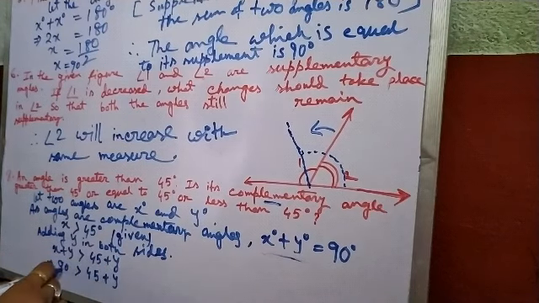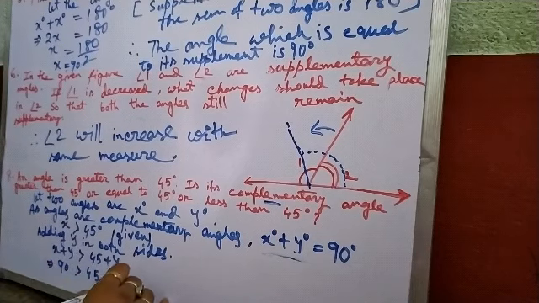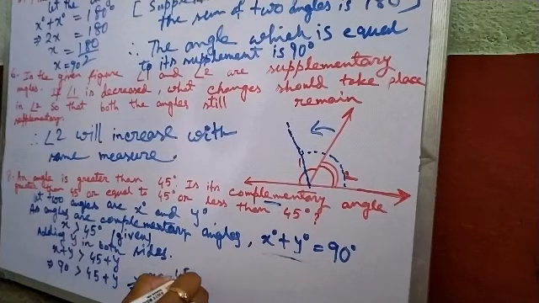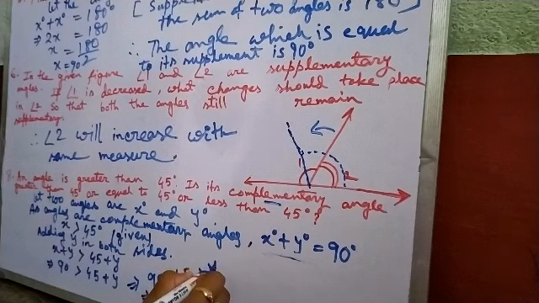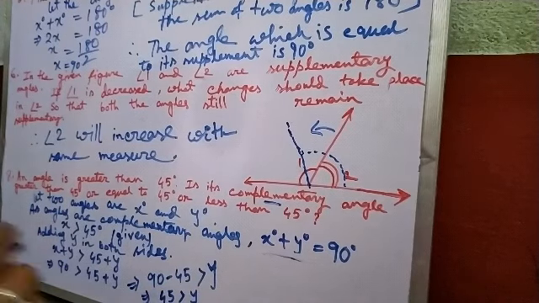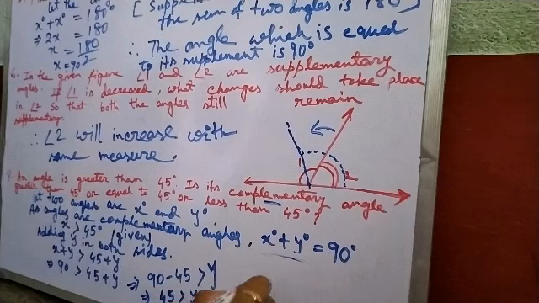Next, 45 will go to this side. That means 90 minus 45 is greater than y, which implies 45 degrees is greater than y. Then from it we can write y less than, with y on the left-hand side and the sign reversed, less than 45 degrees.